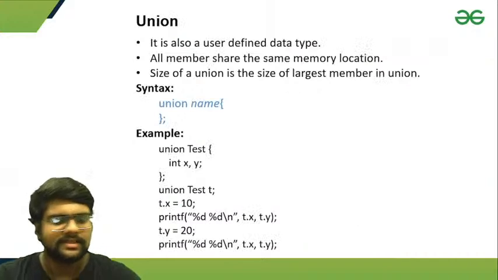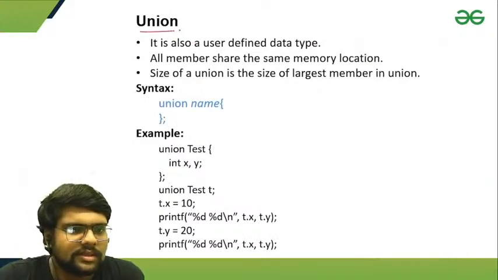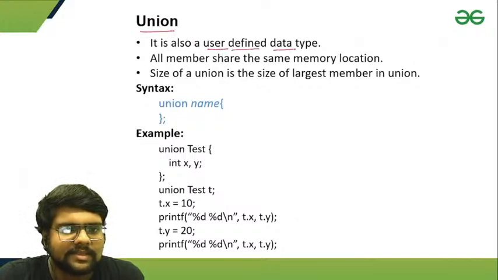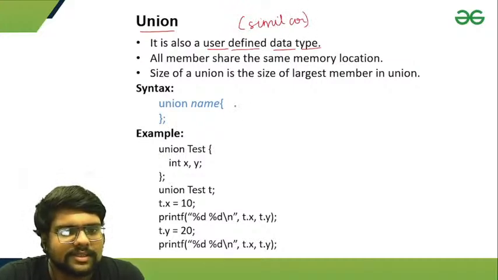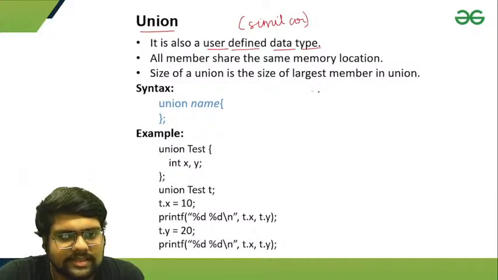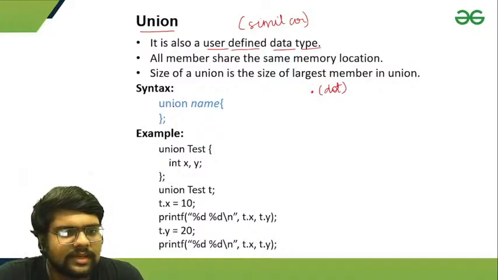Now let's study union. Union is also a user-defined data type, which is similar to structure. Just like we access the members of a structure, in union also we can use the dot operator to access them. To declare a union, we have the union keyword, in which we give the name of the union. The difference between union and structure is that all the members of the union share the same memory location. This is the main difference.